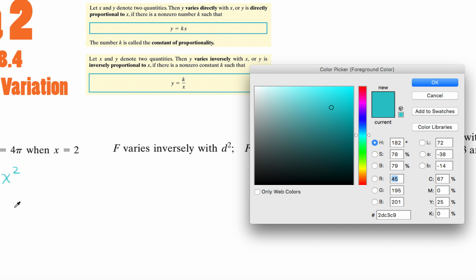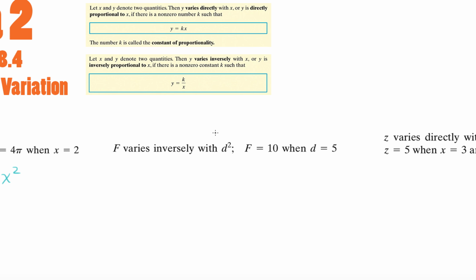Now, our next example talks about inversely, okay? So when f varies inversely with d squared, that means that f is equal to k divided by d squared. Now, when it gives you the condition that f is 10 when d equals 5, that means that 10 equals k over 5 squared. That becomes 10 equals k over 25. We cross multiply, we get 10 times 25 equals k.